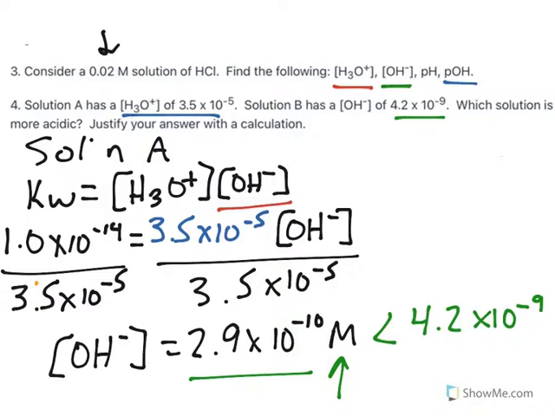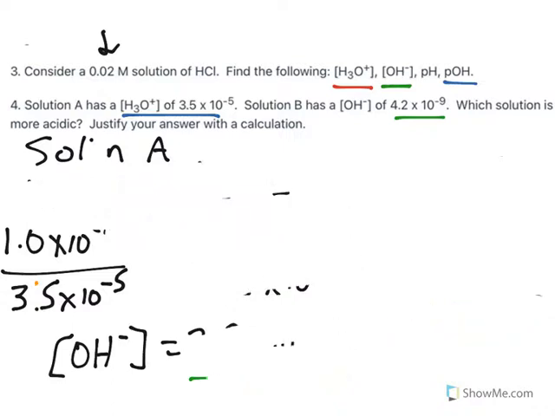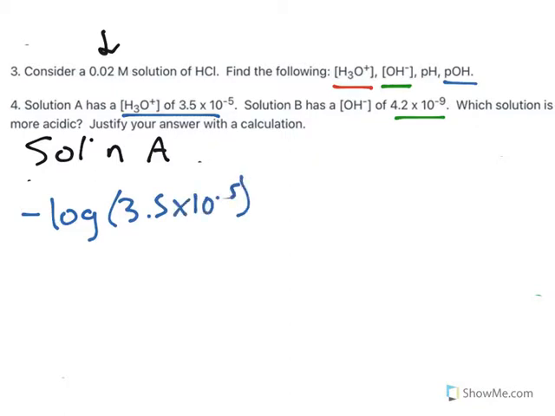If you don't want to work it that way, you could also think of it in terms of pH and answer the question that way. So let's try that. If I just wanted to find the pH of solution A, I'm going to take the negative log of 3.5 times 10 to the negative 5th. So negative log of 3.5 times 10 to the negative 5th in my calculator. This has a pH of 4.46. So 4.46 equals solution A's pH.